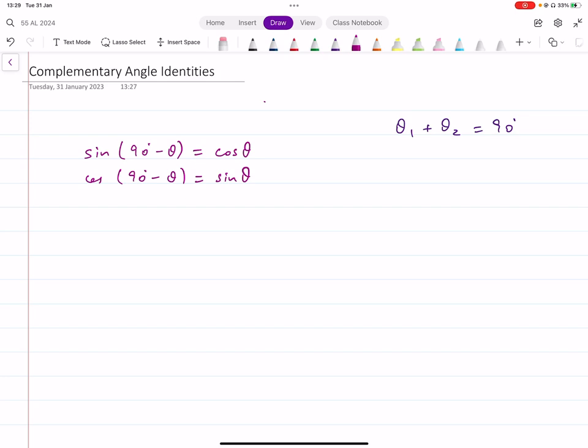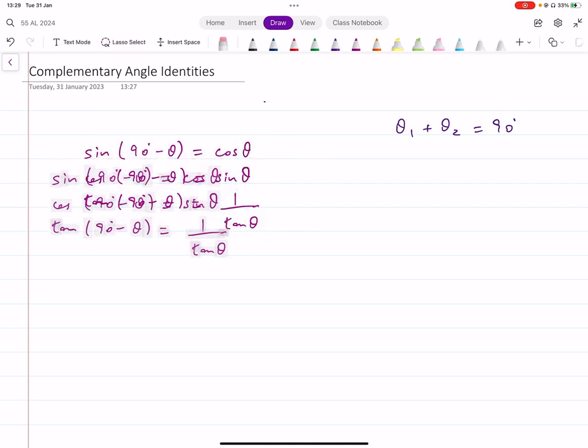अच्छा, so we've got these two identities. You should know about them now. Sine of 90 minus theta equals cos theta. Cos of 90 minus theta equals sin theta. We've got one identity for tan as well. Tan of 90 minus theta equals 1 over tan theta. All right.